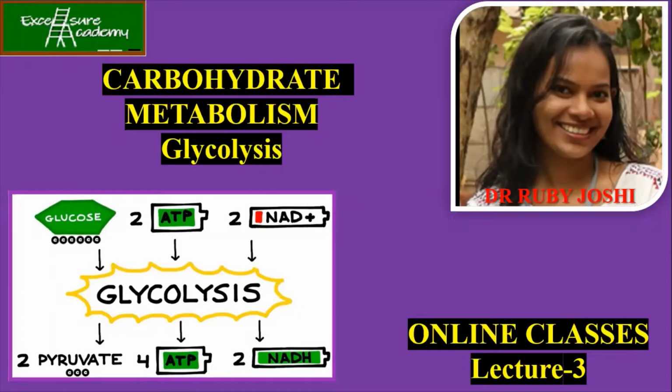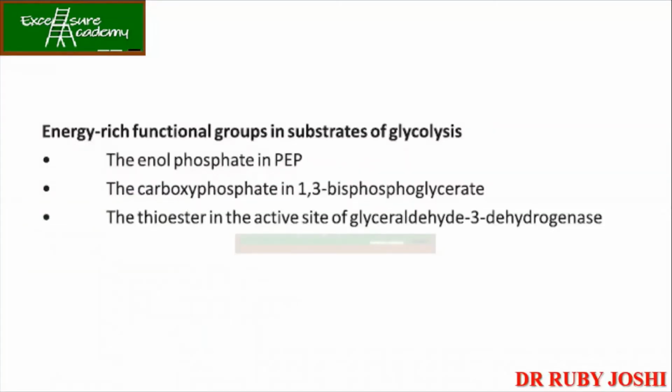So this is lecture three for glycolysis, and till now we have discussed the 10 steps involved in glycolysis, and we have also mentioned the three irreversible reactions, which are important and the determining steps in glycolysis, right? Now further we are going to discuss the fate of the pyruvate.